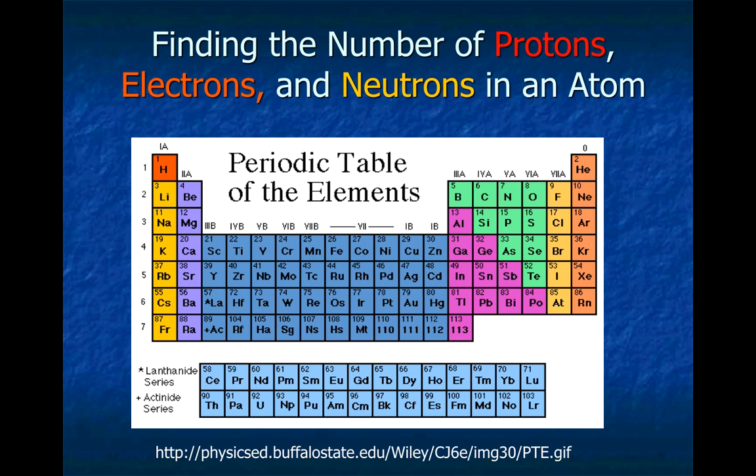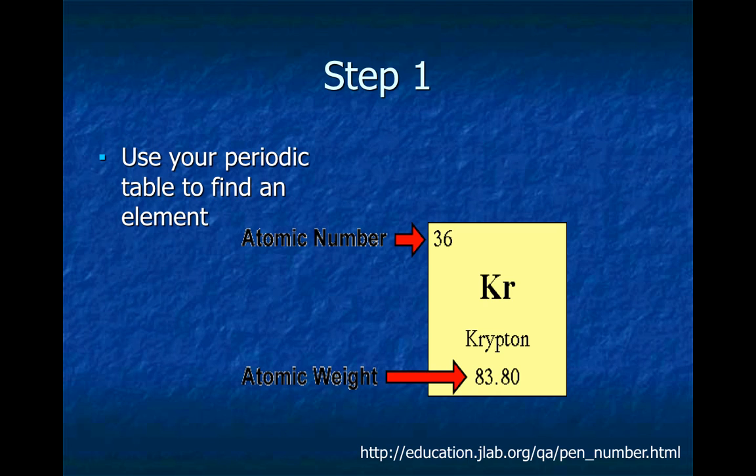In this lesson, you will learn how to use the information on the periodic table to find the number of protons, electrons, and neutrons in an atom. The first step is to simply find the element you are looking for on the periodic table. You will need this tool for every element. Remember that each box has the abbreviated symbol and the full name for the element. In this example, we will use the element krypton, whose symbol is Kr.